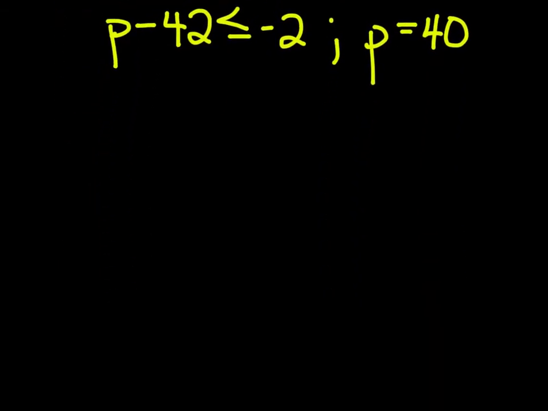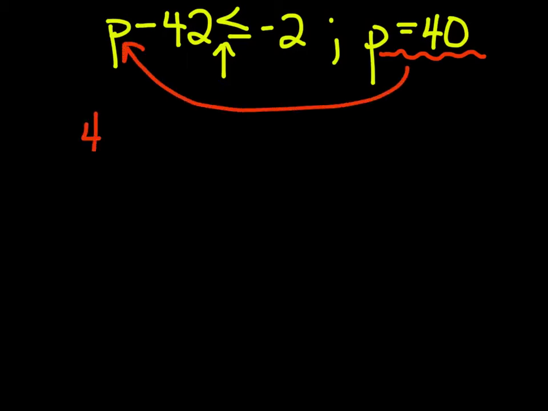All right, so let's go on to the next one. We have p minus 42 is less than or equal to negative 2. I say less than or equal to because that back side is smaller than the front side, so it's closed versus open. So I'd say less than because it's smaller on that side. For p is equal to 40. So we need to put this p is equal to 40 into our initial inequality. So let's put 40 in for p, subtract 42 from it, and see if that's less than or equal to negative 2.